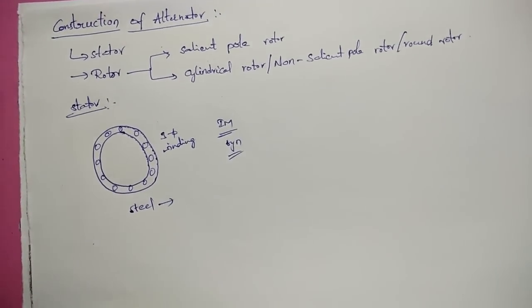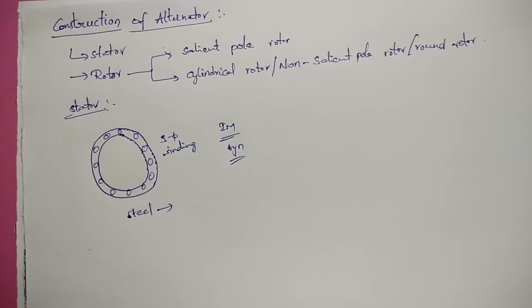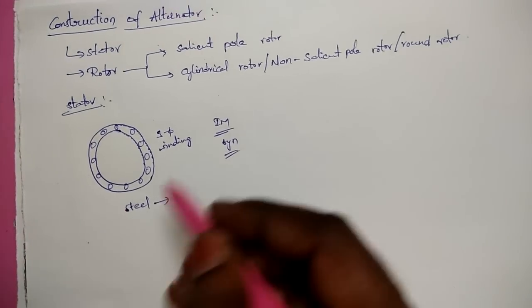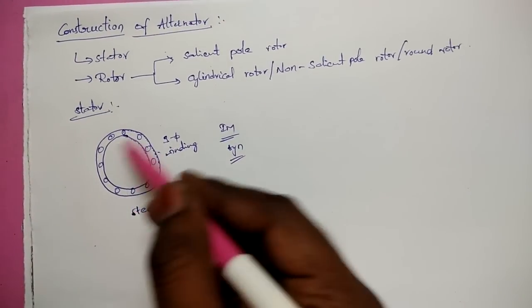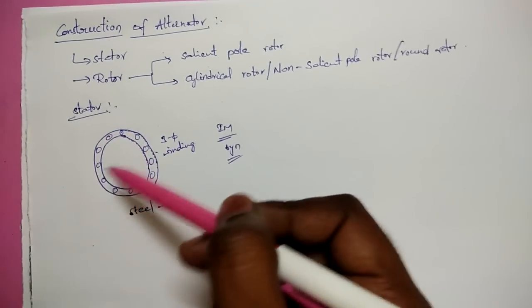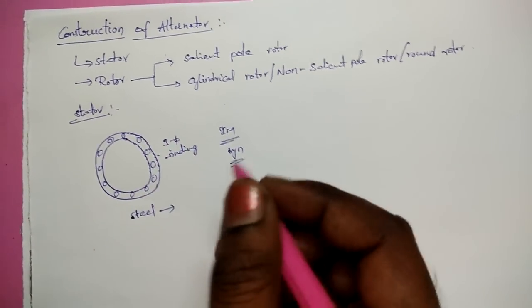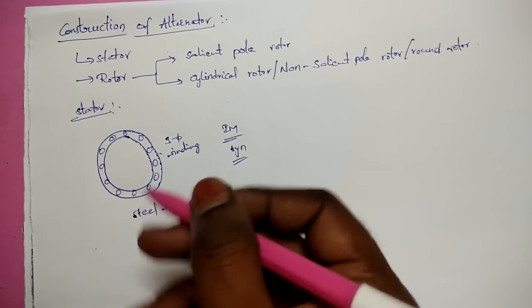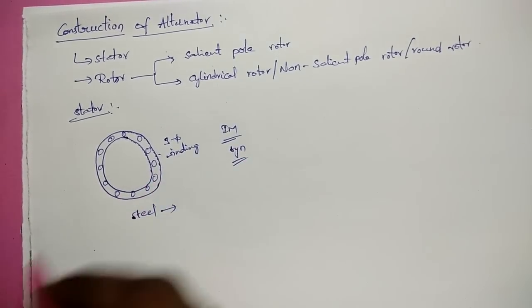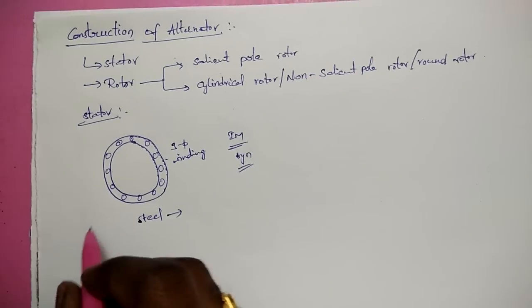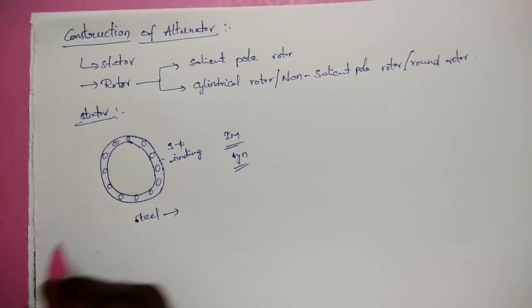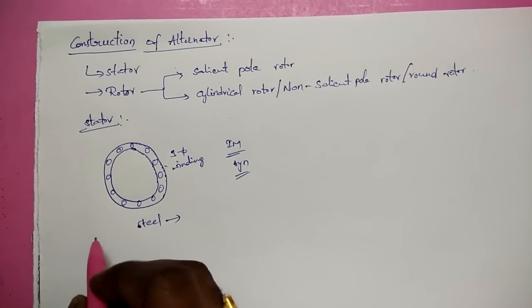Generally we use steel material to reduce hysteresis loss, and this stator is generally laminated to reduce eddy current loss. And this is about the stator. Next we will come to the rotor.